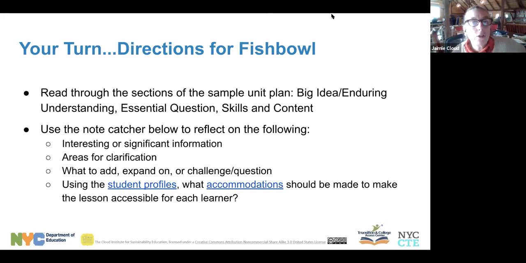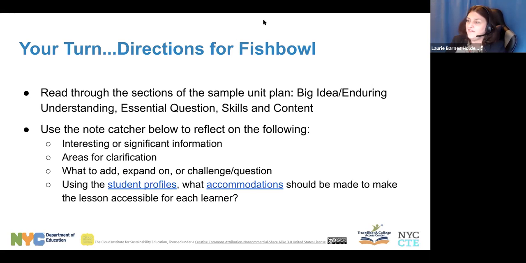Actually, Laurie, we have the unit plan excerpt, but we do have some of the working lessons to take a look at for both computer programming and for electrical. We do have some protocols we can look at.